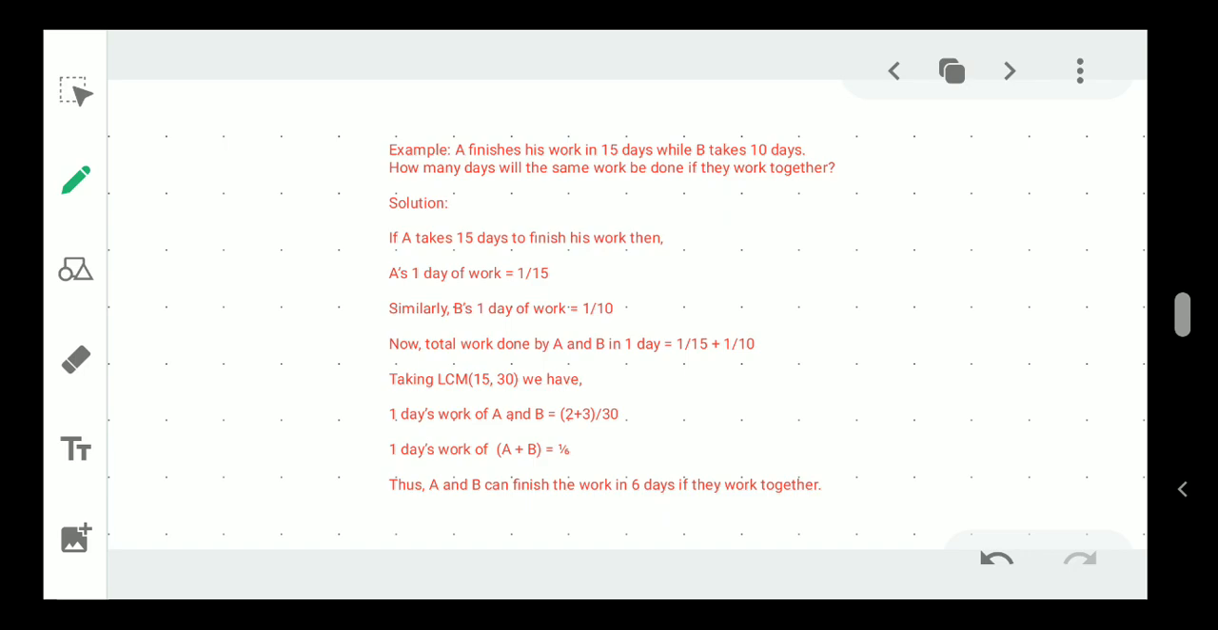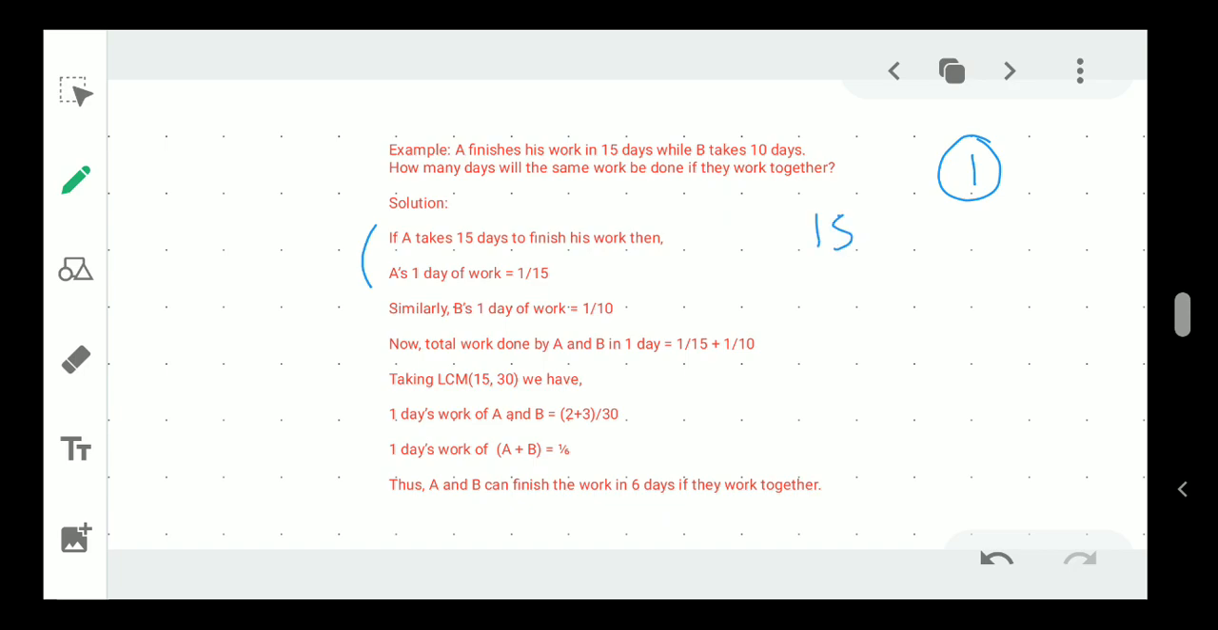So to do this kind of work, the first thing you need is two things: in one day how much A can do, and in one day how much B can do. So we will find out like this. We know that A takes 15 days to finish the work. That means to complete the work, and I told you that complete work means 1. So A can do this one work in 15 days.